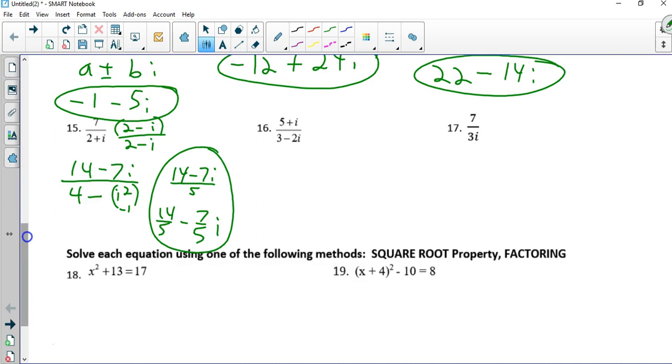Doing it again, except this time I have a little bit more to do on the top. I'm multiplying by 3 plus 2i.